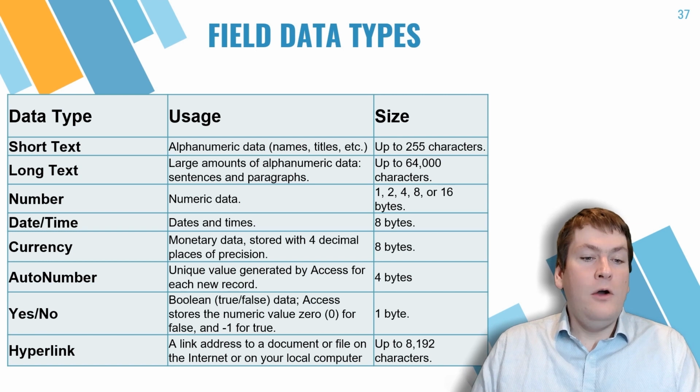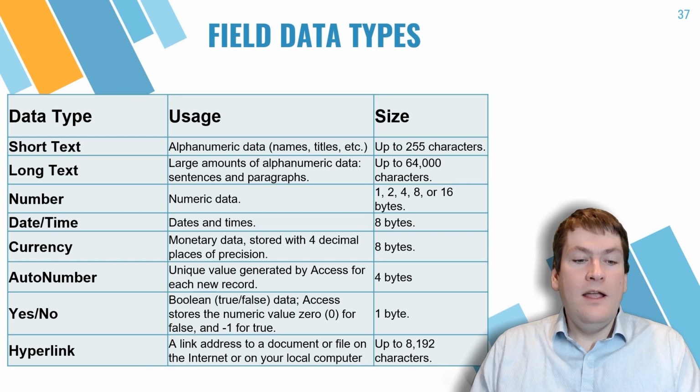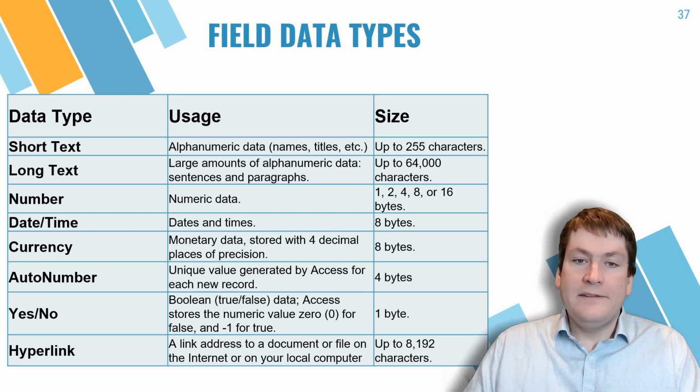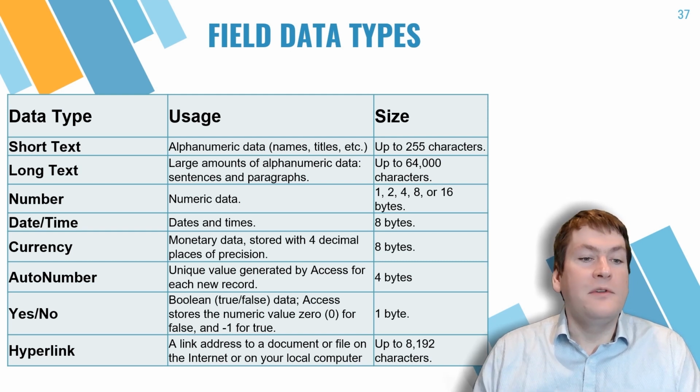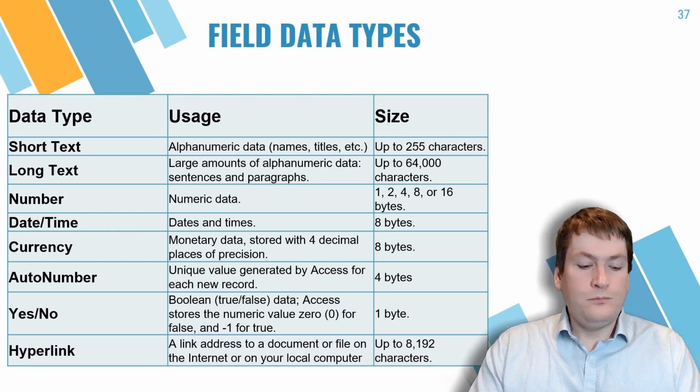We have yes or no, which is sort of a Boolean value that's either true or false. So if we have a value in our entity relationship diagram that's always going to be yes or no, or true or false, we can use that. And we have the type hyperlink, which is for storing links to internet sites or local files on your own computer, or on the server if this was a database on the cloud.